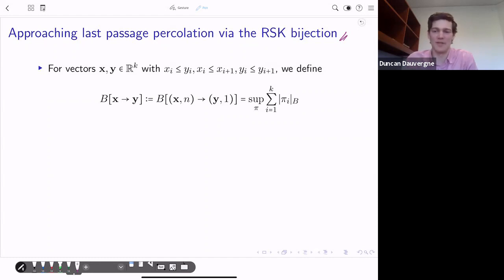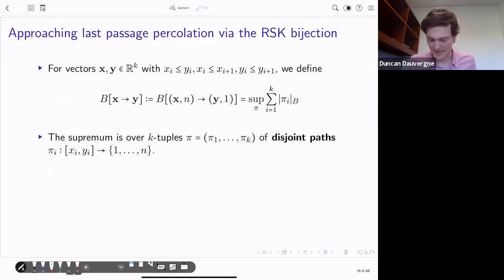If you've seen the RSK bijection between an array, or a matrix with non-negative integer entries, and a pair of Young tableaux, then this might look slightly different. It really is the same thing. It's just kind of disguised, and it's a continuum version. Okay. So first, I'm going to define something called multi-point last passage value.